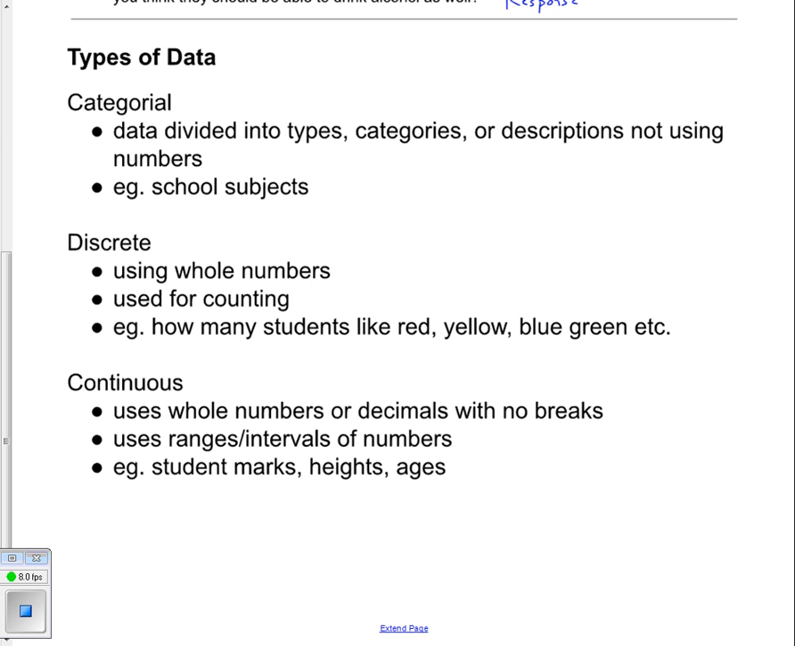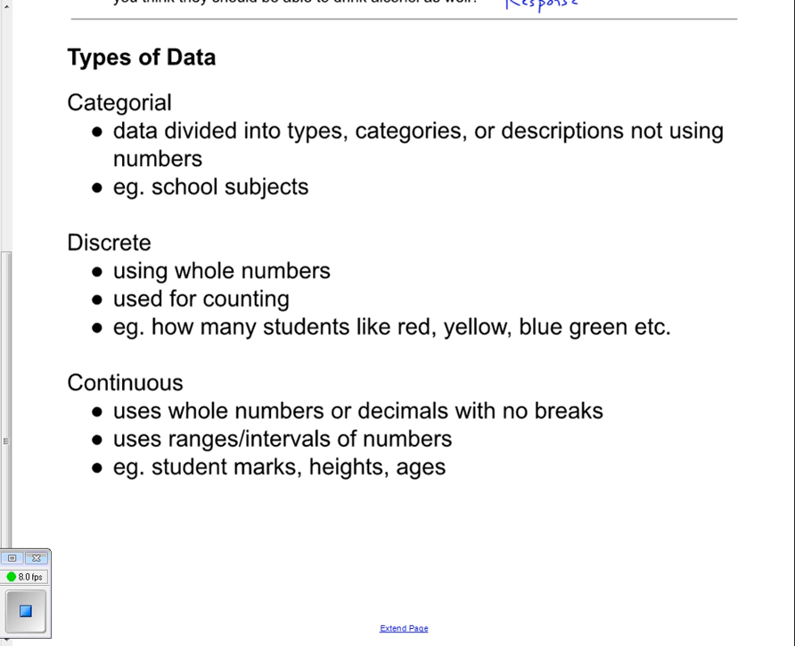The last type of data is what we call continuous data. Continuous data can use a combination of whole numbers or decimals with no breaks whatsoever. It just keeps going and going, and it uses ranges or intervals of numbers. So you could talk about a range of shoe sizes from size 0 up to size 15, for example. Or temperature. In this area, we get temperature ranges of anywhere from -40 all the way up to +40 on the most extreme days, and so temperature can fall somewhere within that range.